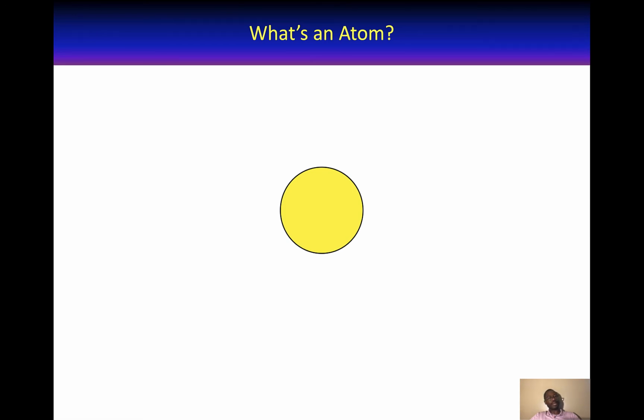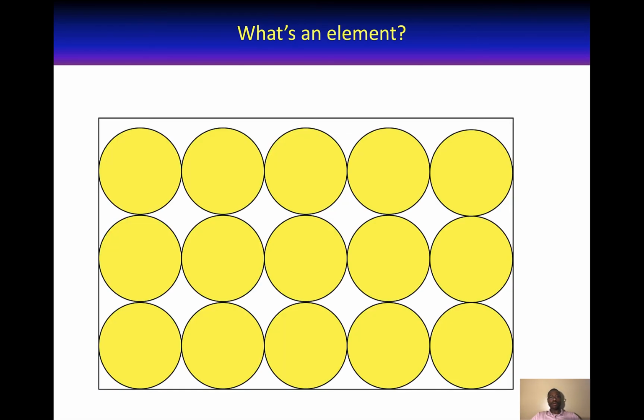So what is a model of an atom? We usually draw a sphere to represent an atom. So this is an atom. What is an element? An element is a collection of the same type of atom. So here, as you can see, it's the same type of circle repeated. So an element just consists of the same type of atom, a collection of the same type of circles, which means a collection of the same type of atoms, which makes an element.